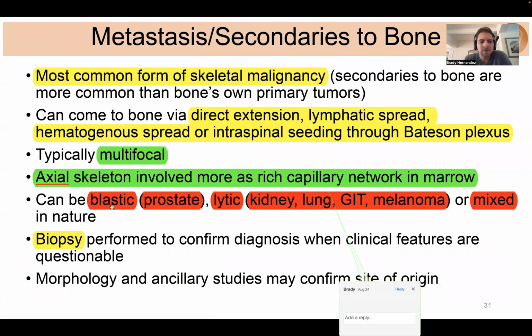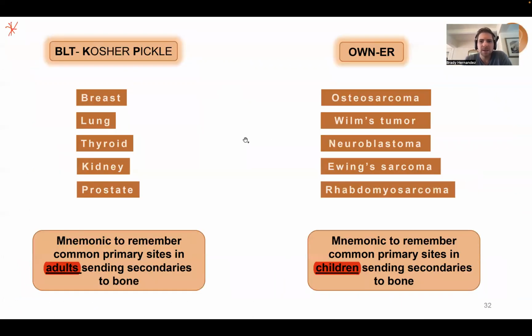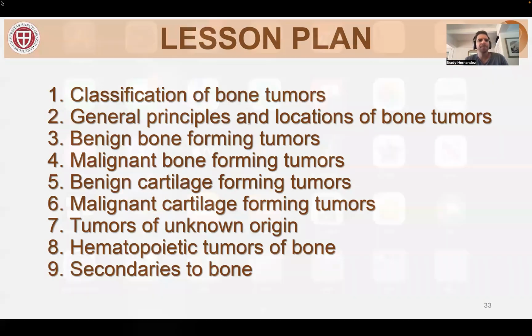Right, and then when we talk about metastasis, remember blastic, things like prostate cancer, it can spread directly to the vertebrae because of the proximity to it. So you'll get these deposits versus lytic lesions, which are punched out lesions. And then there's some good mnemonics here for kids versus adults.